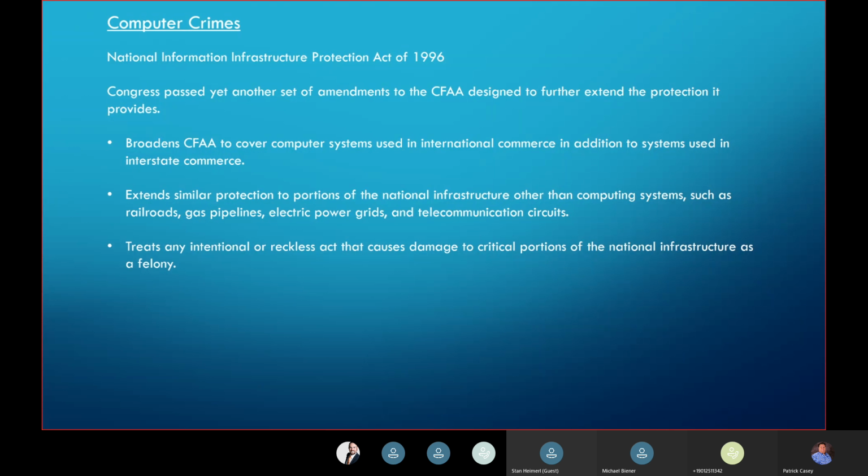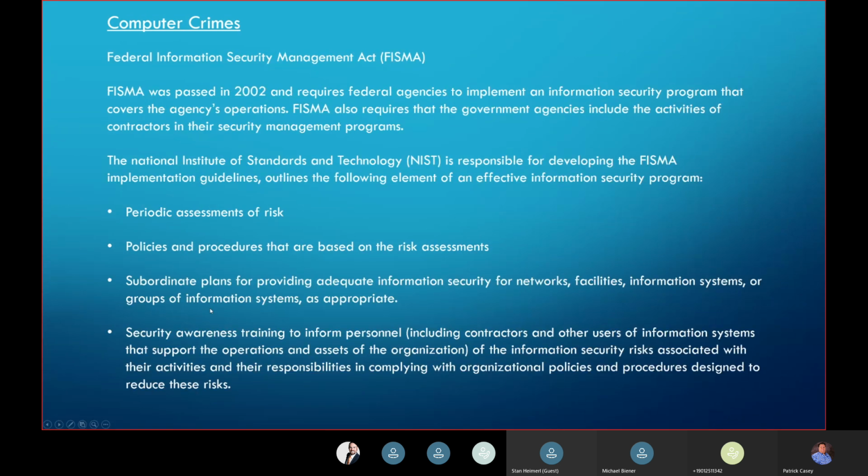It treats any intentional or reckless act that causes damage to critical portions of national infrastructure as a felony, right? So this is where the government said, you know what, if you do any of this type of stuff that affects any kind of our infrastructure, period, we are going to take a serious stance on it. All right.